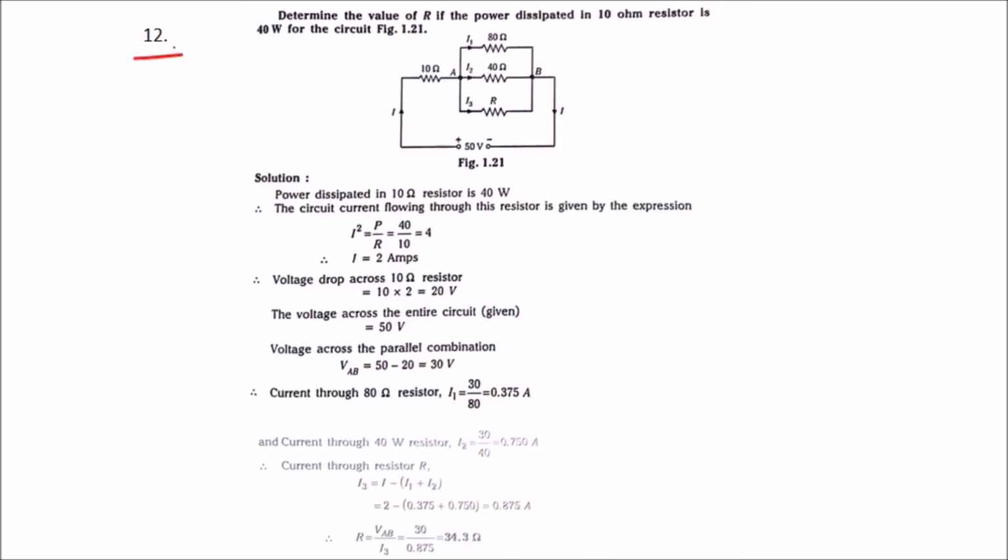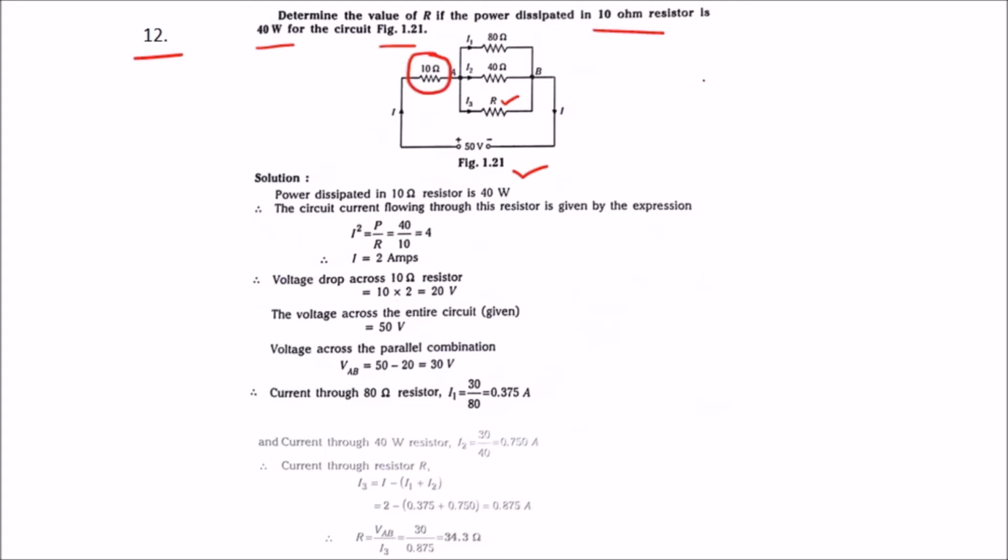So problem number 12. Determine the value of R if the power dissipated in the 10 ohm resistance is 40 watt for the circuit shown in figure 1.21. This is the figure 1.21. So they are telling us to find the value of R where the power across the 10 ohm resistance is 40 watt.